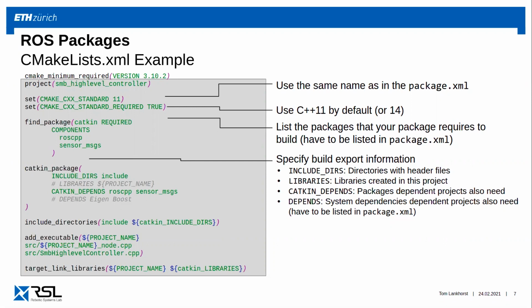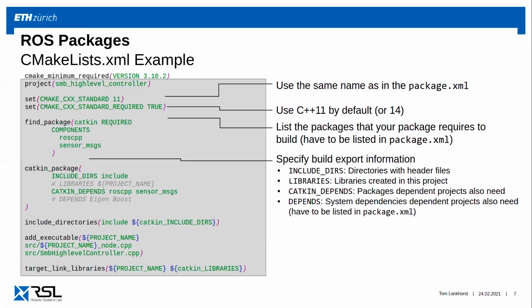We do that with the Catkin depends property. In this case, it's again ROS CPP and sensor messages. So we see some repetition here, which is a necessary effect of how Catkin orchestrates the dependencies.